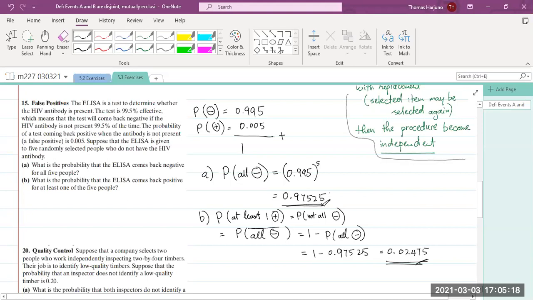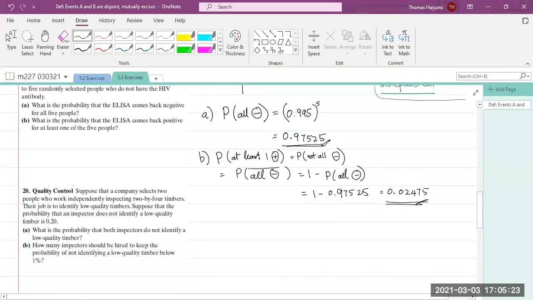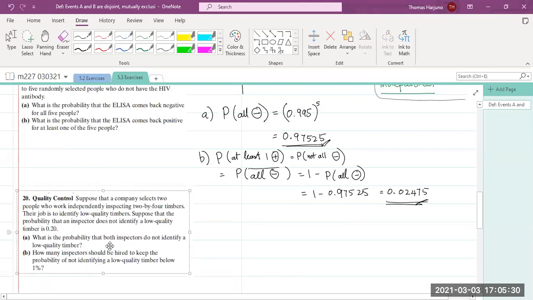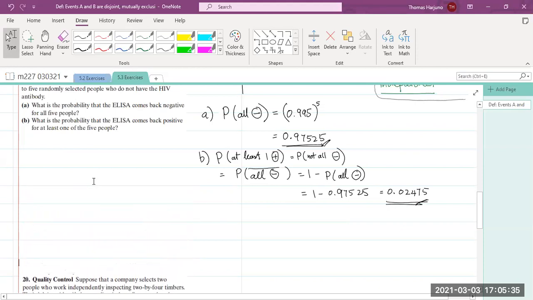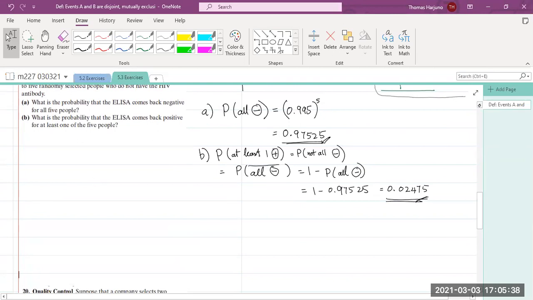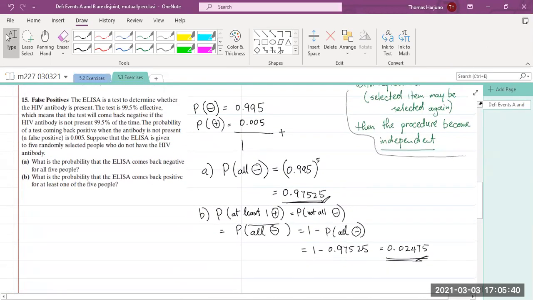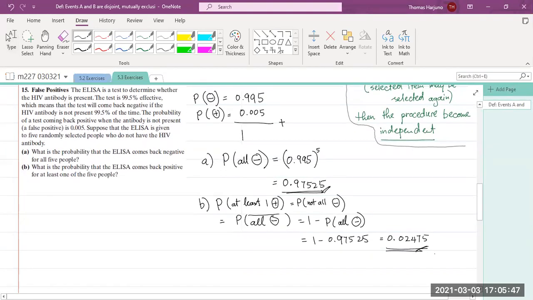Now, let me change the question a bit. So I will still work on number 15, but I modified the question a little bit. I will say it this way. Let me use another color. Okay, modify.